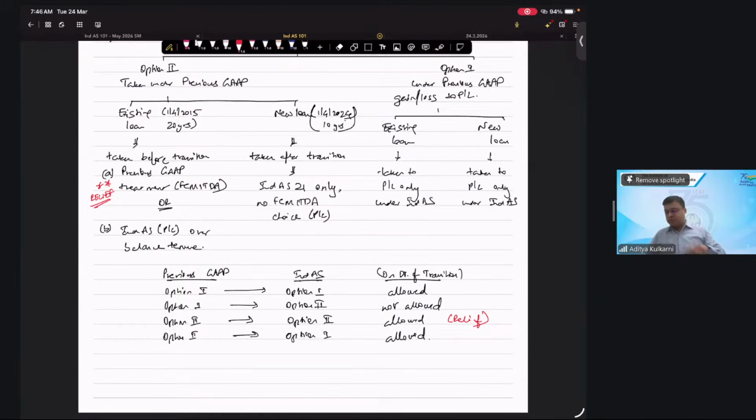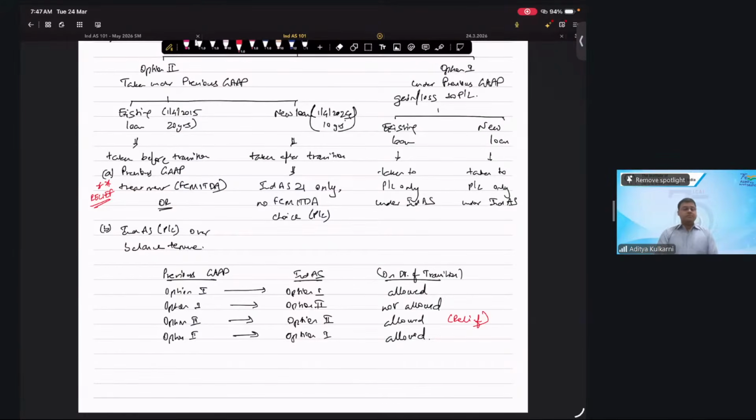Coming to the last option. Prior to transition, the company was following booking gains or losses in FCMITDA or in asset. Now they want to take everything to the P&L. Can they do that? Yes, sir. Yes, that is allowed. You are moving from something relaxed to something strict. It is always allowed. Are you able to follow?